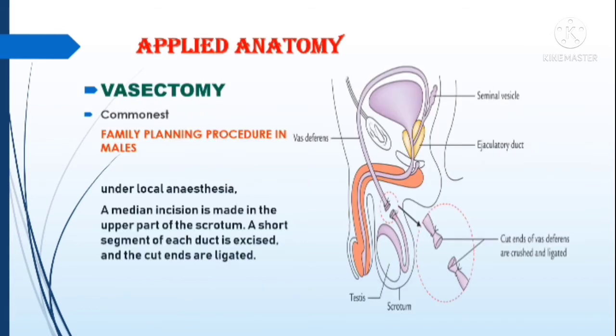The applied aspect is vasectomy. It is the most common family planning procedure done in males under local anesthesia. A median incision is made in the upper part of the scrotum. A short segment of each duct is excised and the cut ends are crushed and ligated. This procedure is called vasectomy.